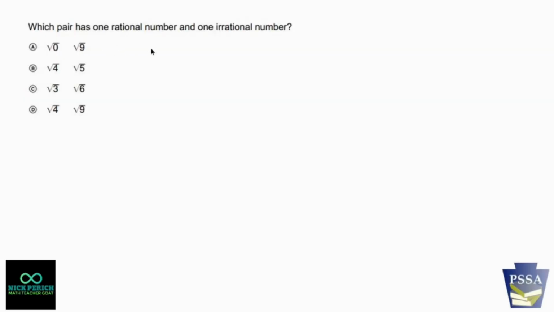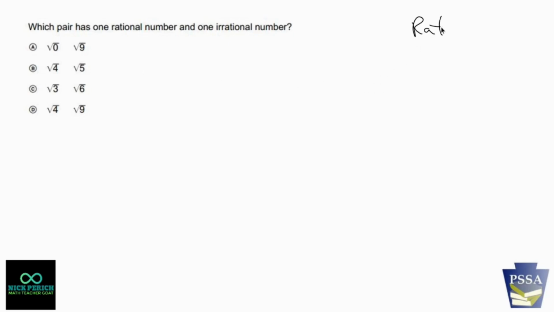Which pair has one rational number and one irrational number? Well, we're going to do this without the use of a calculator. Remember, rational means you can write it out as a fraction. Irrational means you can't. Now, looking at square roots, the square root of a perfect square gives you rational numbers.